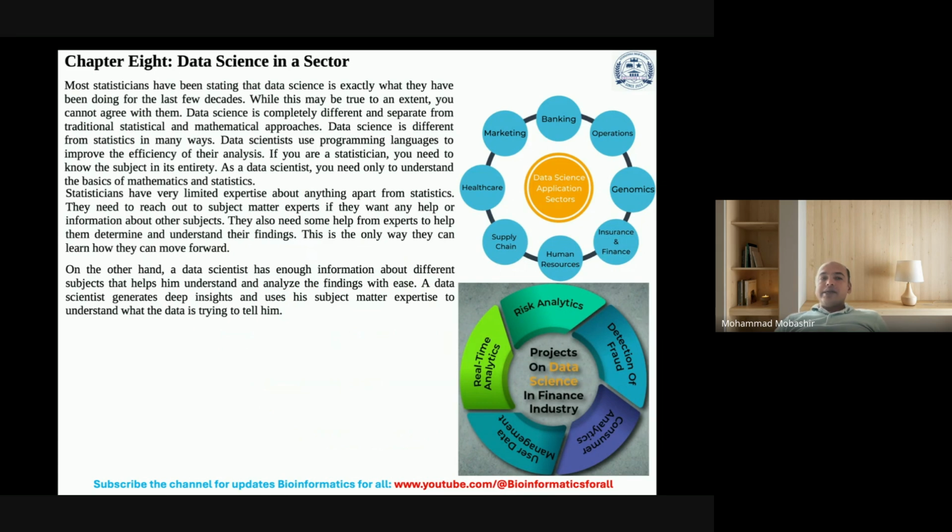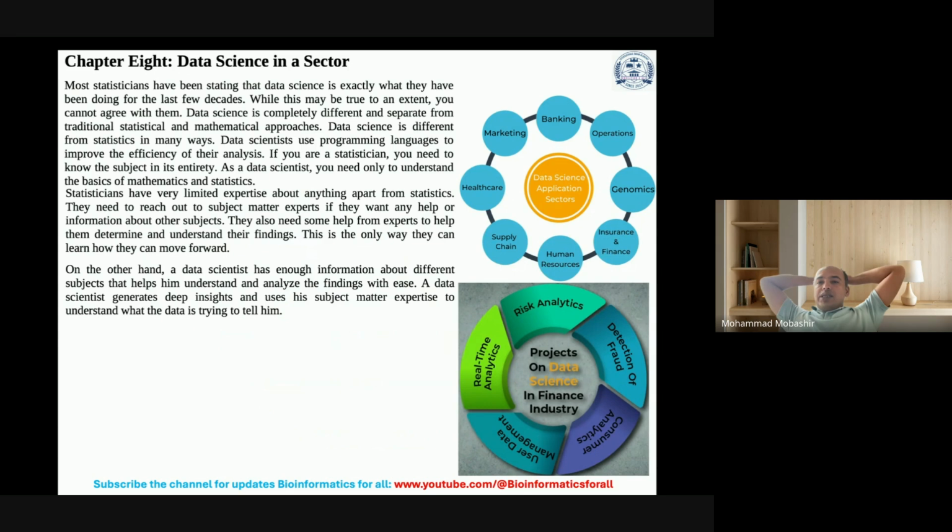On the other hand, a data scientist has enough information about different subjects that helps them to understand and analyze the findings with ease. A data scientist generates deep insights and uses his subject matter expertise to understand what the data is trying to tell them.